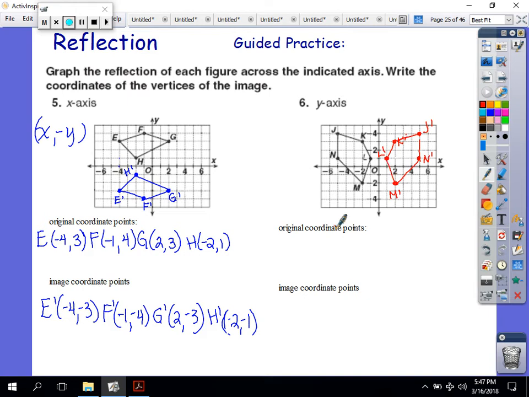All right, let's list our coordinates. So for J, we were at negative 5 and up 4. Negative 5, positive 4. For K, it is at negative 2, positive 3. This one's a little easier because it has the numbers on the graph. This one's negative 1, positive 1. L, that's not L prime, it's just L. So let me erase that.